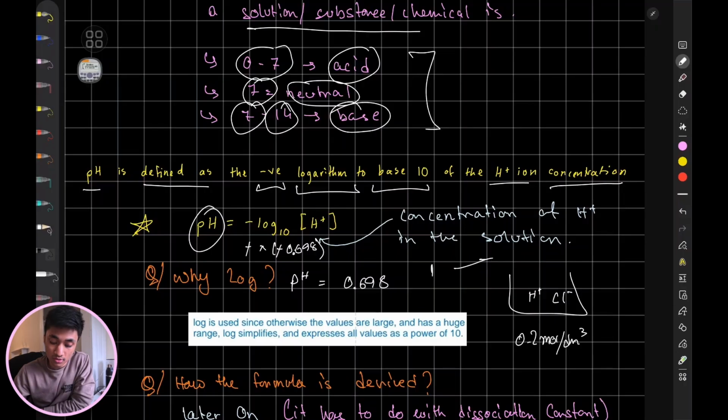Usually it ranges from 1 to 14. So 1 basically means 10 to the power of 1, and 14 basically means 10 to the power of 14. So these are the ranges of H plus concentration.